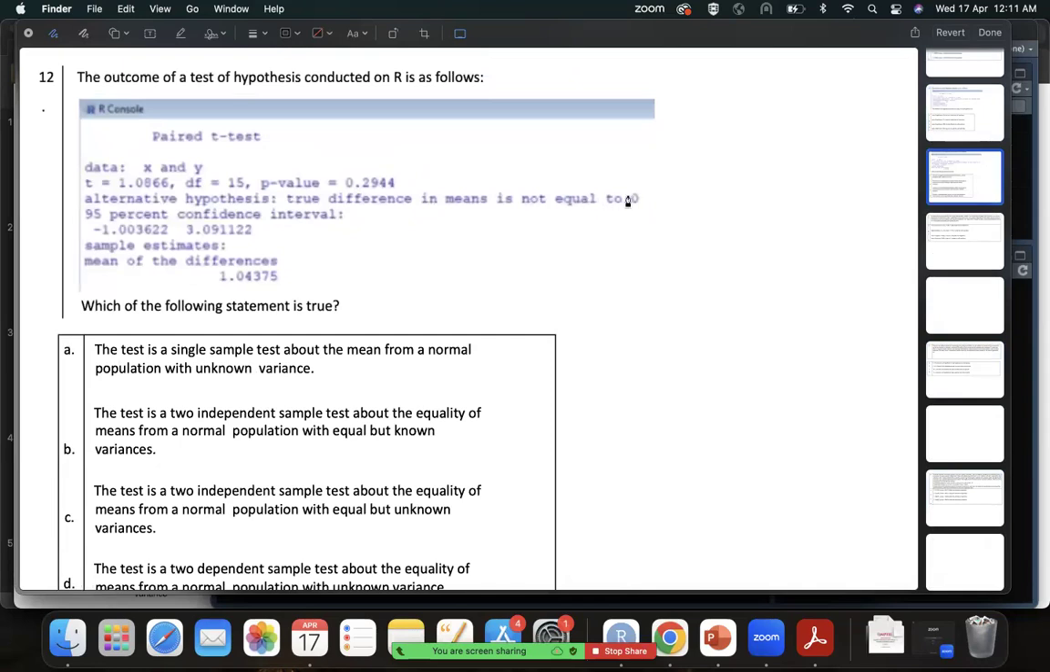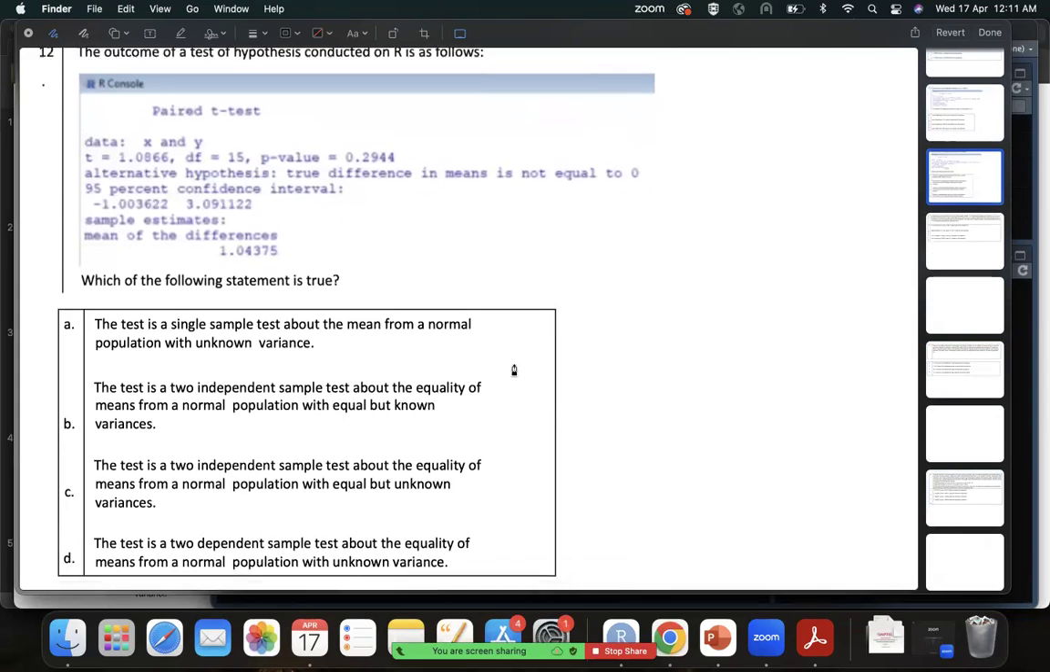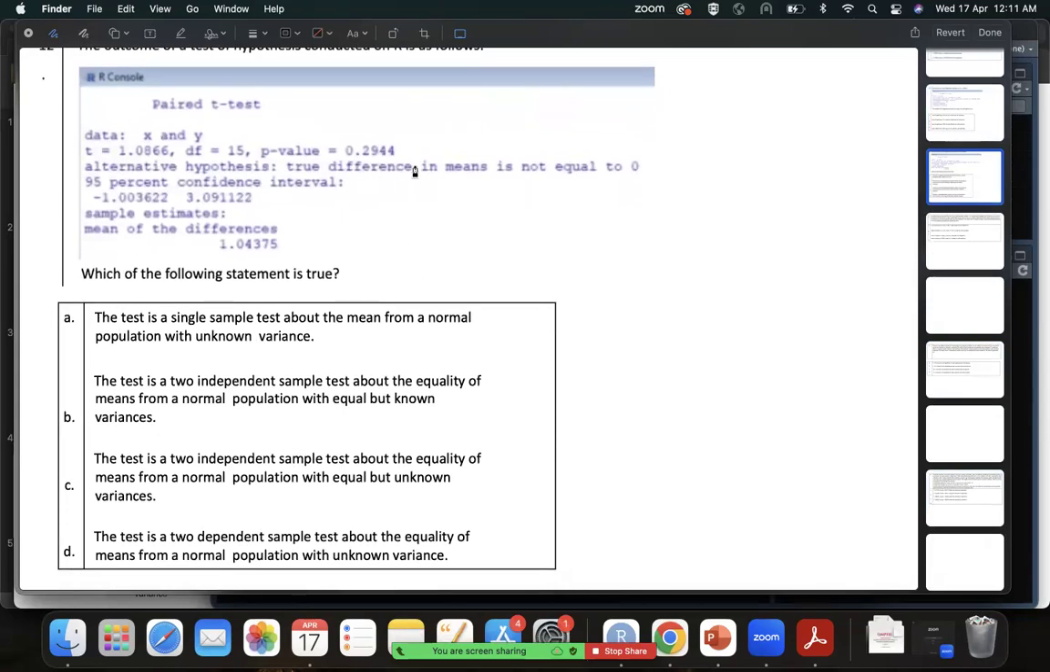It's not equal to 0. So they're talking about equality of means. And because you're calculating the difference, it's a 2 sample thing for sure. So 2 sample. And most likely, because they're calculating the difference, that is possible only when you have 2 dependent samples.